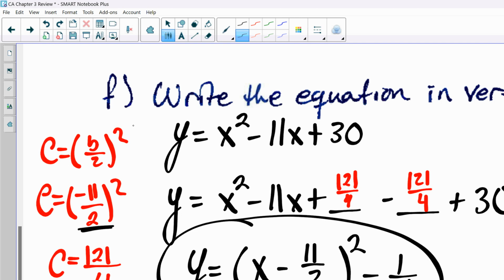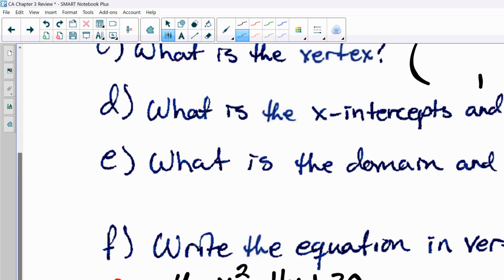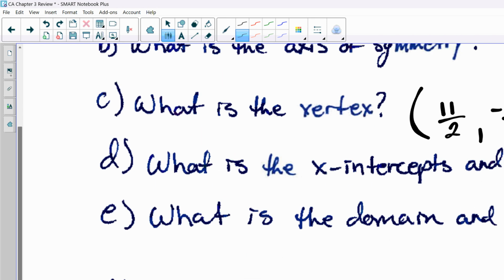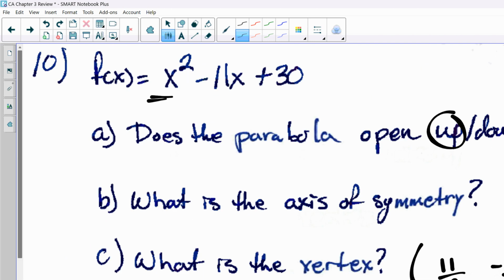Now that's very helpful because one, it does give us the vertex. Vertex is our h comma k. H, the number inside the parentheses, is negative 11/2. So it becomes just 11/2. And the outside number is going to be negative 1/4. So that is our vertex. The axis of symmetry is the value that goes through that point. X equals h. X is equal to 11/2.